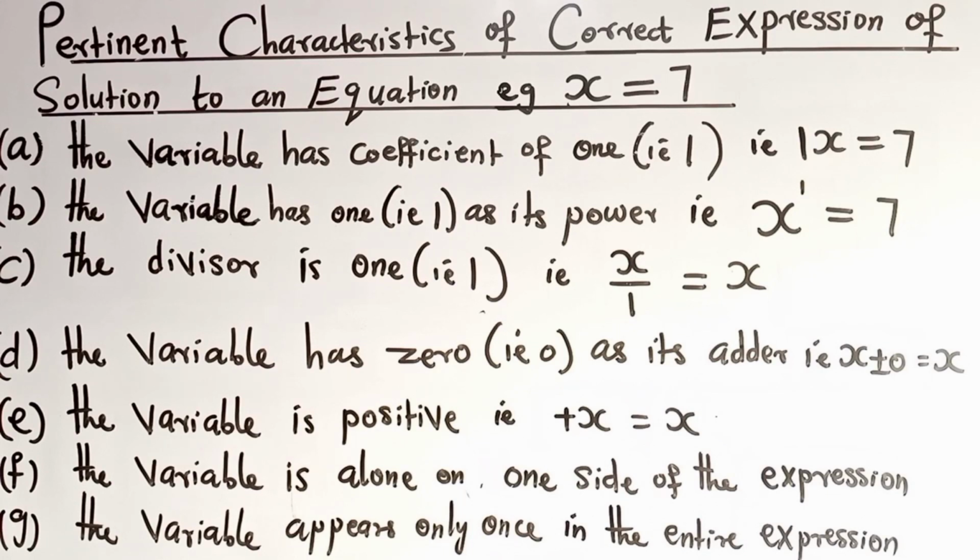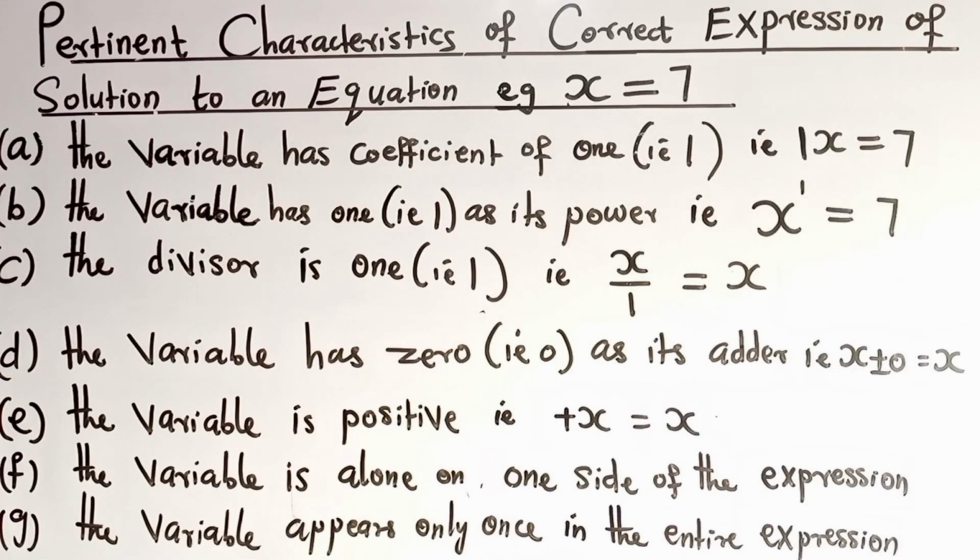The second one is that of number B that says the variable has 1 as its power. If you watch this x is equal to 7, there is nothing above this x. But here we tell you that something is there but unshown. So this is the way this should be, but it is not written. Because of that, what you have here is a summary of this in terms of power.